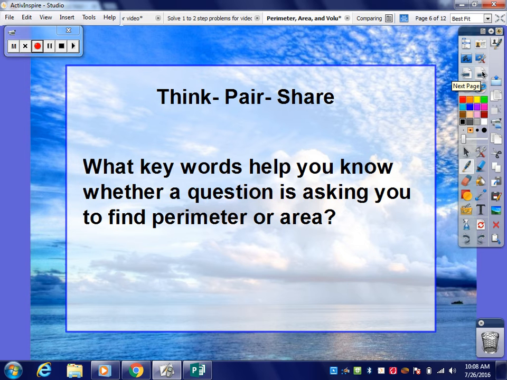So right now, in your mind, you're going to think about, without talking, what keywords will help you know whether a question is asking you to find the perimeter or to find the area. So just right now in your mind, you're just thinking about what keywords that I hear might help me know whether the question's asking me to find the perimeter or asking me to find the area.